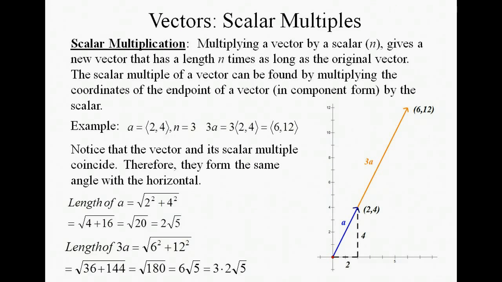Now we're doing the same thing to the vector that ends at 6, 12. And when we simplified that distance down, we got 6 square roots of 5, which you should notice is 3 times that of the original vector. So when we multiply by a scalar, if that scalar is greater than 1, it's going to stretch out our vector. If the scalar is between 0 and 1, it's going to shrink our vector.